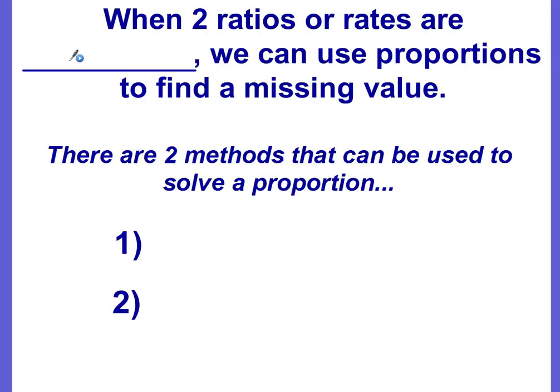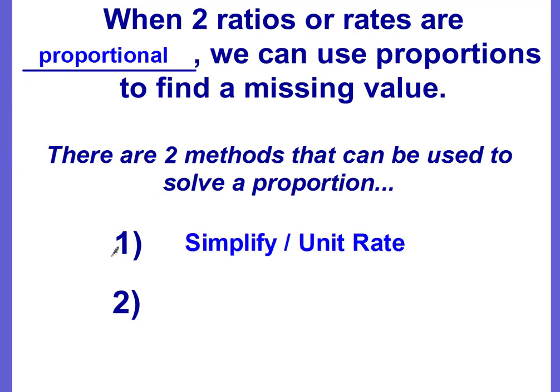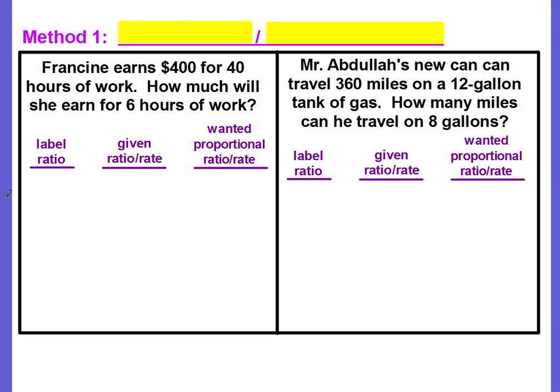When 2 ratios or rates are proportional, we can use proportions to find the missing value. And there are 2 methods. The first one is to simplify or find the unit rates. And the second method is to use the scale factor. So we're going to go ahead and start some examples by using method 1, simplifying or using the unit rate.